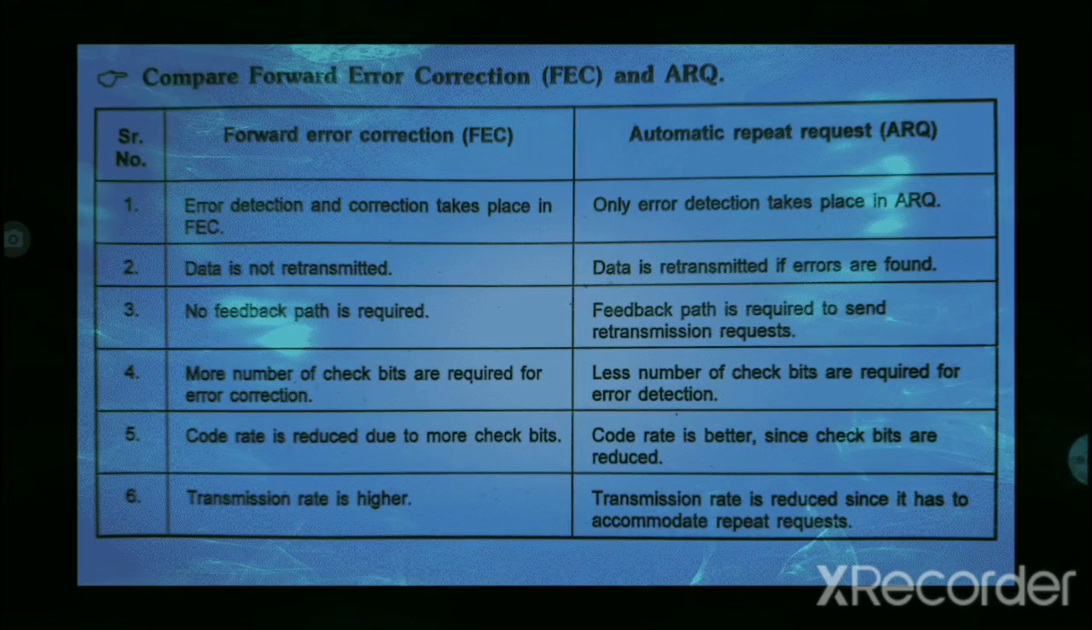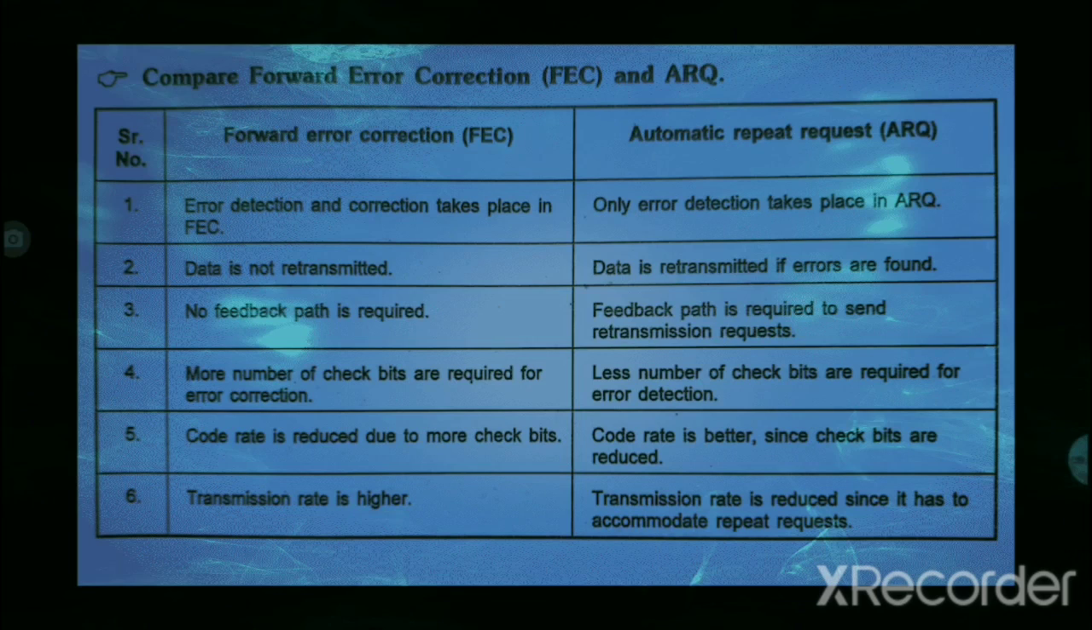Comparison of forward error correction and ARQ. Error detection and correction takes place in FEC, forward error control. Then only error detection takes place in ARQ, that is automatic repeat request. Second point, data is not retransmitted. Data is retransmitted if errors are found. No feedback path is required. Feedback path is required to send retransmission requests.